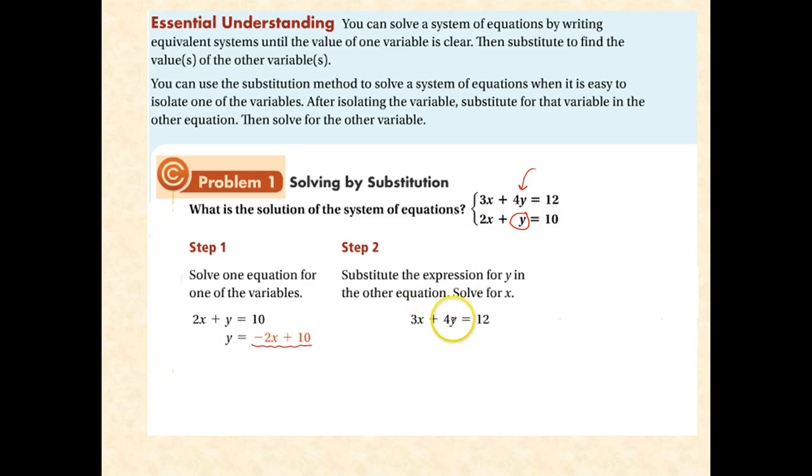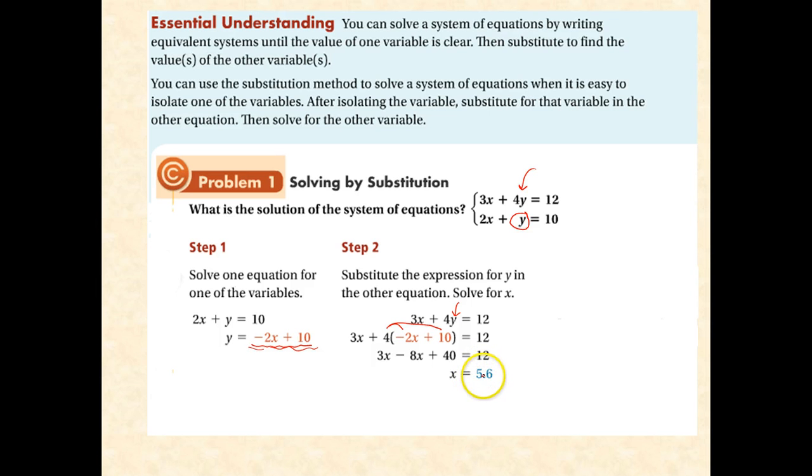So 3x plus 4y equals 12. Instead of this y right here, I'm going to put in negative 2x plus 10, because that's what y equals. Then I'm going to distribute: 3x minus 8x plus 40 equals 12. Then I can simplify and solve for x, and I get x equals 5.6.